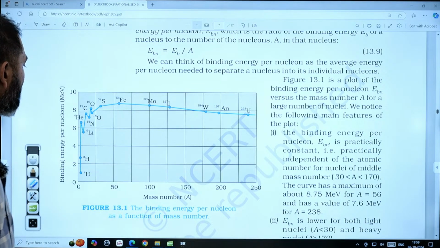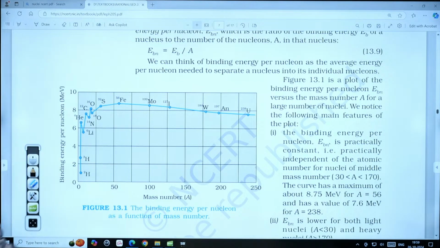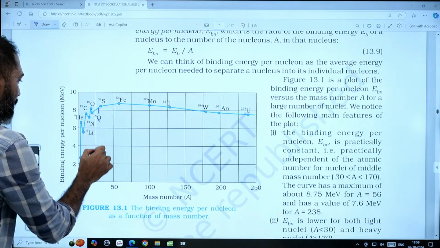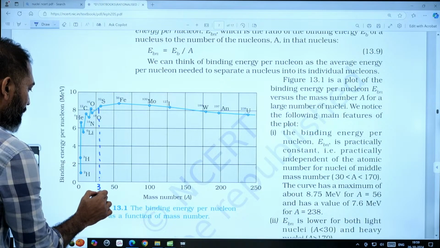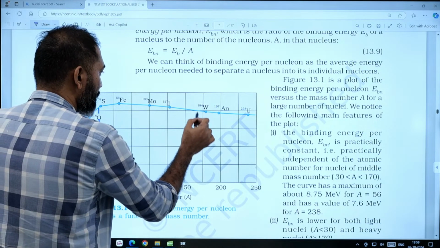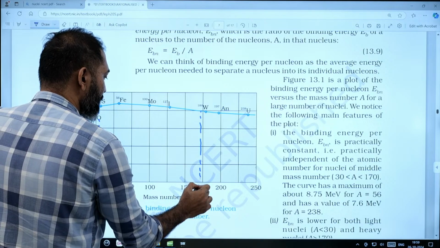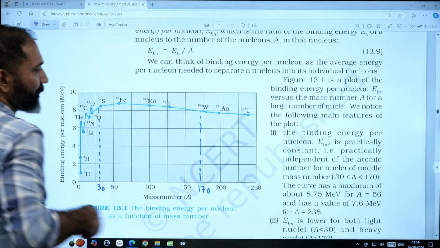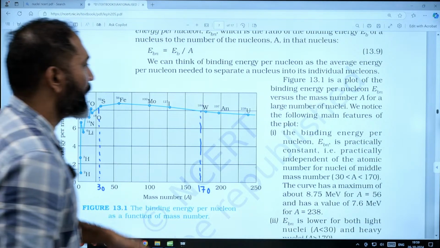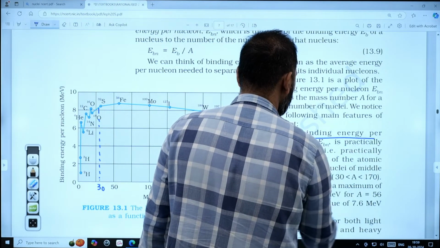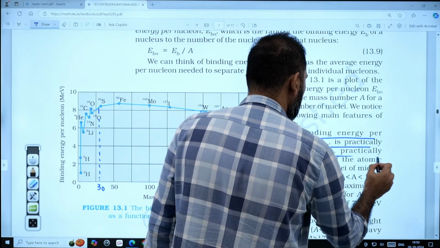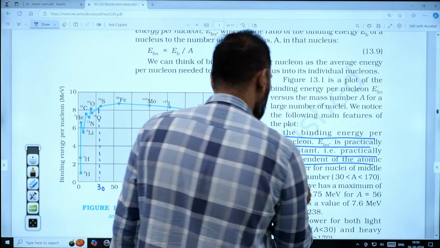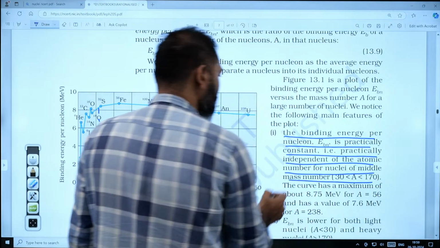Please note down this graph. This graph is very important, and there are certain points to be noted in this graph. For the middle mass numbers, 30 to 170, the binding energy per nucleon is almost constant. The binding energy per nucleon, EBN, is practically constant, that is, practically independent of the atomic number, for the middle mass numbers 30 to 170.